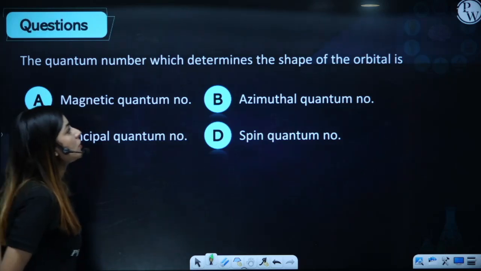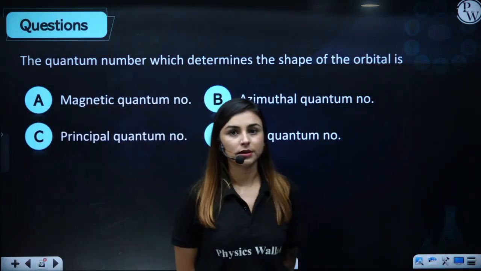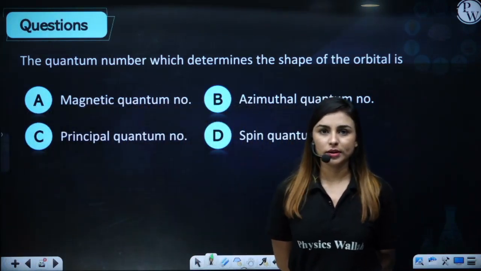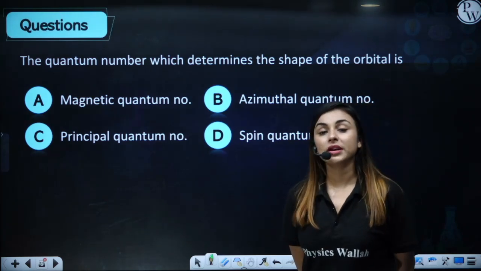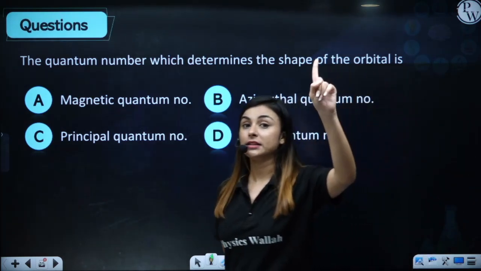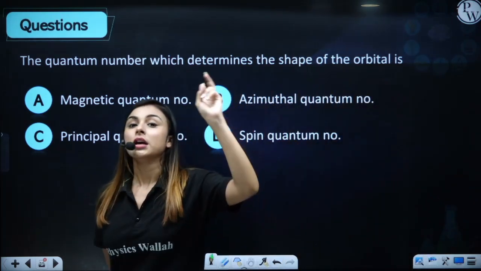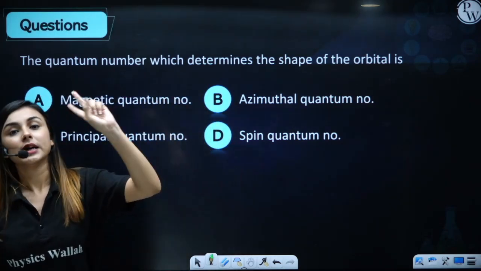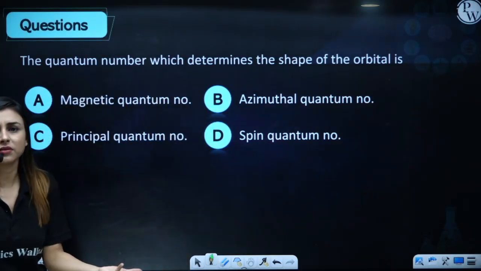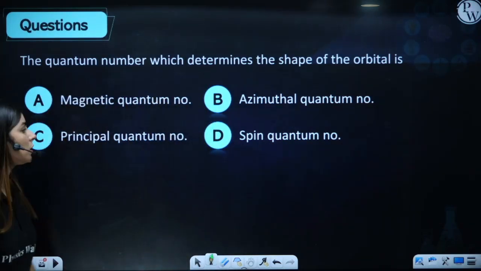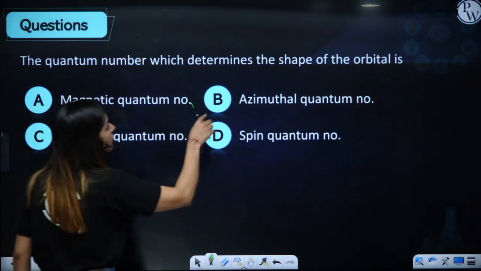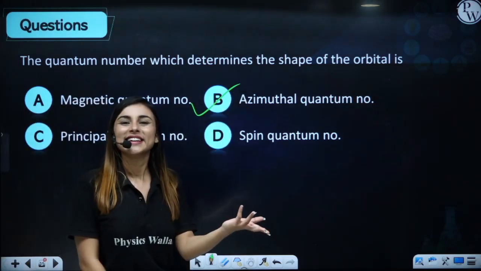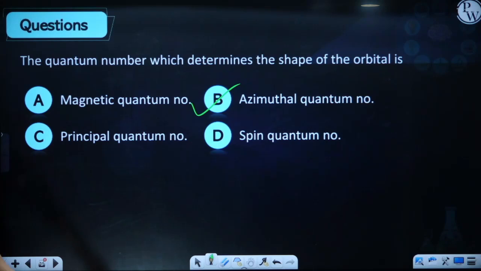The quantum number which determines the shape of the orbital. Very direct question. Azimuthal quantum number gives the shape. Spherical, L is equal to 0, S subshell; L is equal to 1, P subshell, dumbbell shape. So, who is giving this information? L. L is azimuthal quantum number. So, option B will be your correct answer. Let's move forward to the next question.